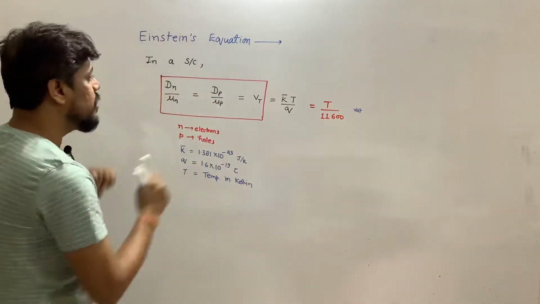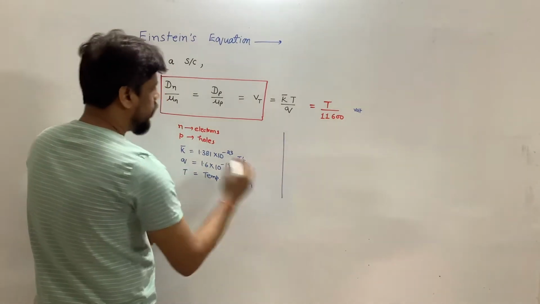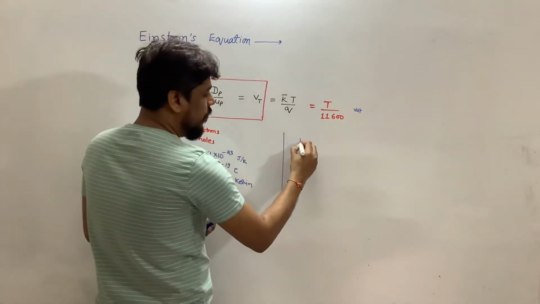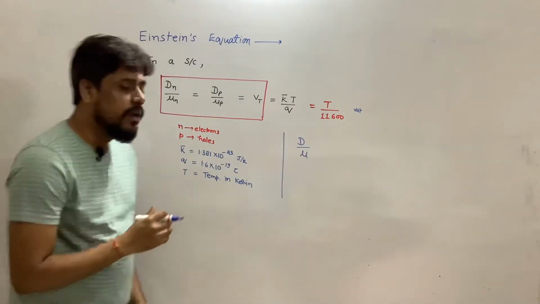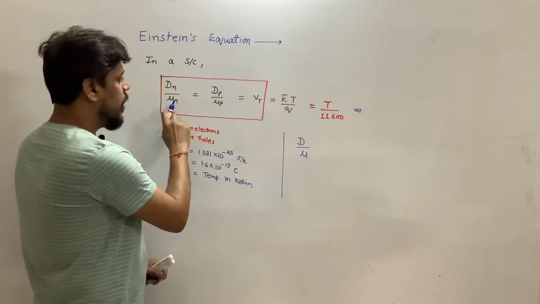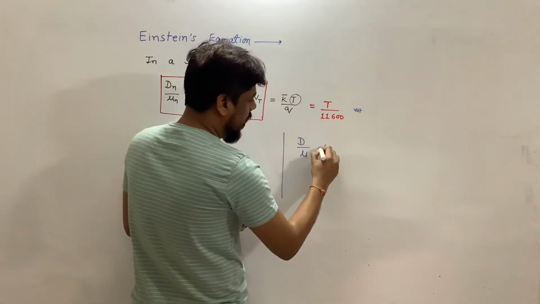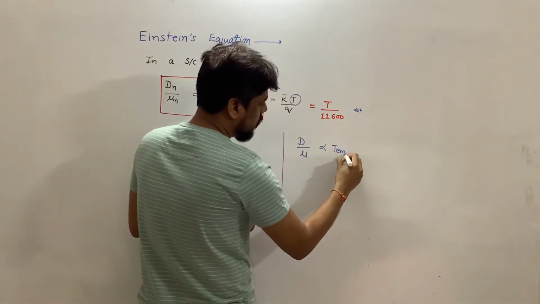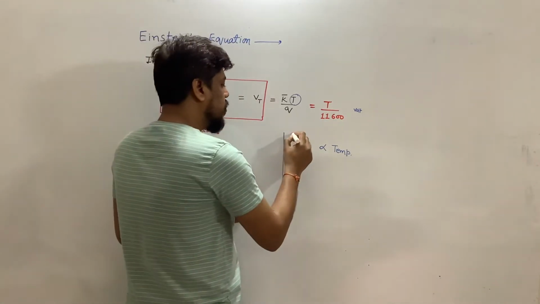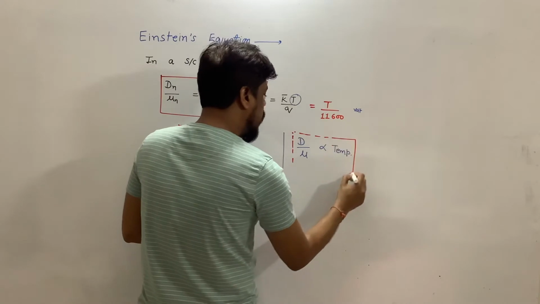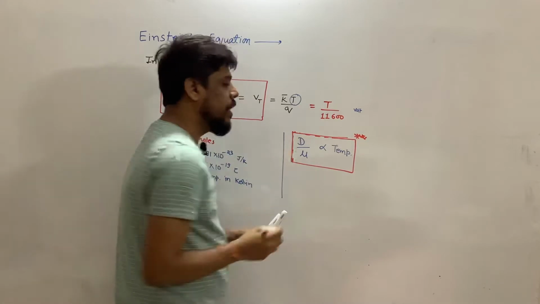So from this Einstein equation we can say that the ratio of diffusion constant and mobility is directly proportional to temperature. So this is a very important relation, that the ratio of diffusion constant and mobility is directly proportional to temperature.